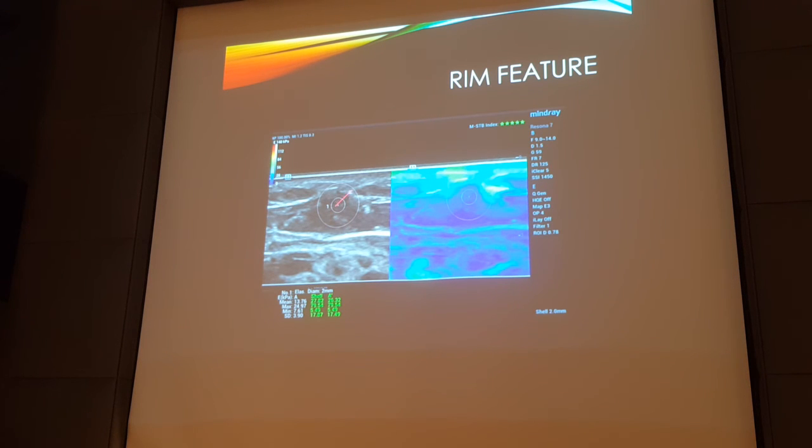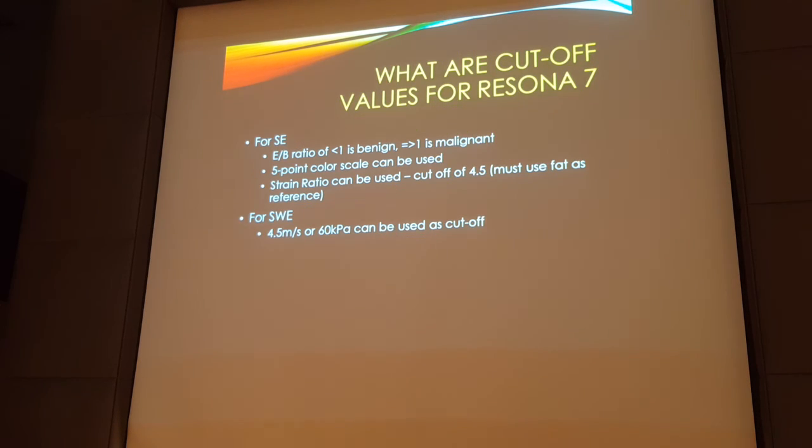The system also allows you to have what's called the rim feature. If you wanted to, you could put an inner circle over the cancer, and then you can decide the size of the rim, 1, 2, or up to 3 millimeters, and you can get measurements from each of those. In our practice, I just put one ROI over the area that I see visually is the highest on the 2D map.